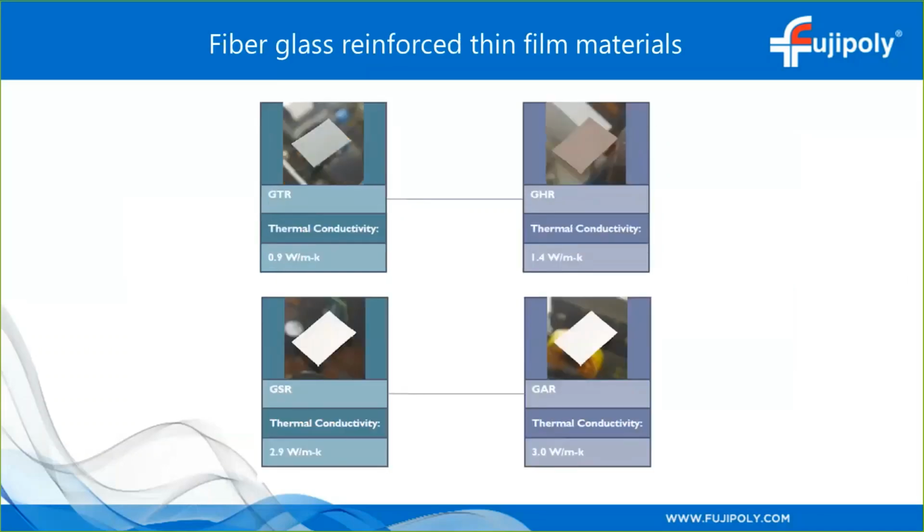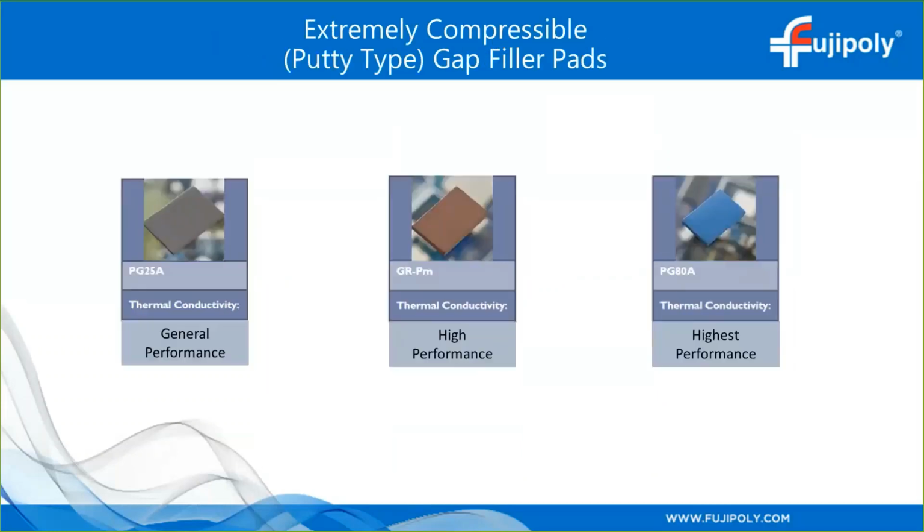And then we have fiberglass reinforced thin films, which are great in situations where you have very high shear, high compression forces, and you really need your fiberglass to maintain the integrity of your dielectric barrier. And now the extremely compressible putty type gap fillers, which is the focus of our presentation today.